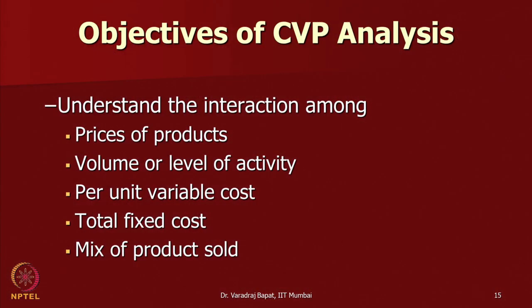Now, the objectives of CVP. In CVP analysis, we understand the interaction between various things. One is price, volume or level of activity, per unit variable cost. See, variable cost can also be given as a total variable cost, but since it is going to change on a per unit basis, it makes sense to calculate per unit variable cost, then total fixed cost.